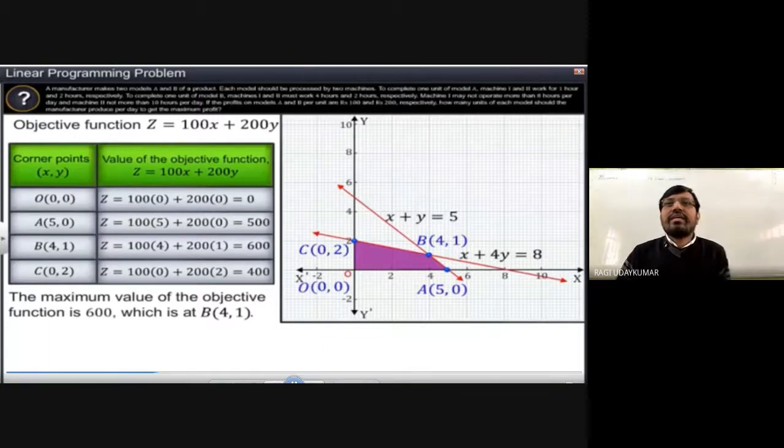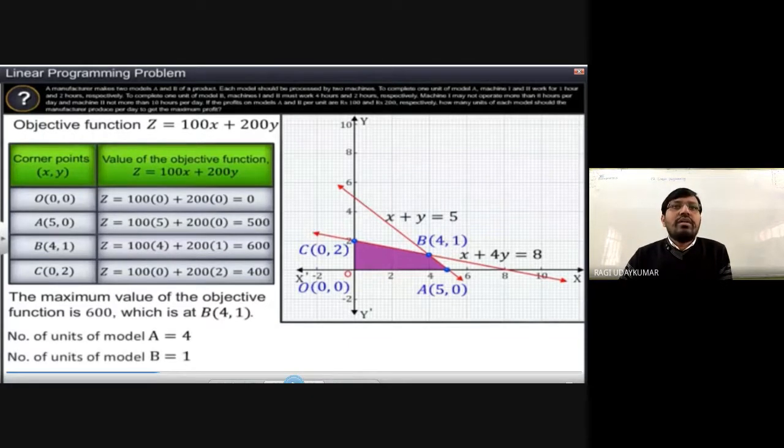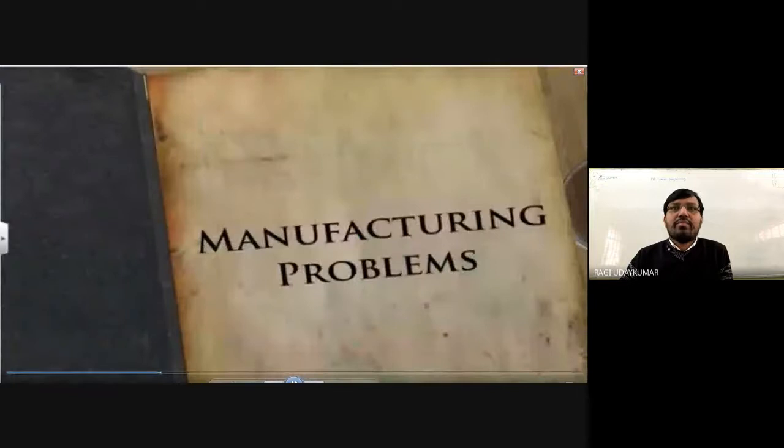So therefore, what can you say? The number of units of model A is 4 and the number of units of model B is 1 unit to produce maximum profit. To get more profit, this should be the production.